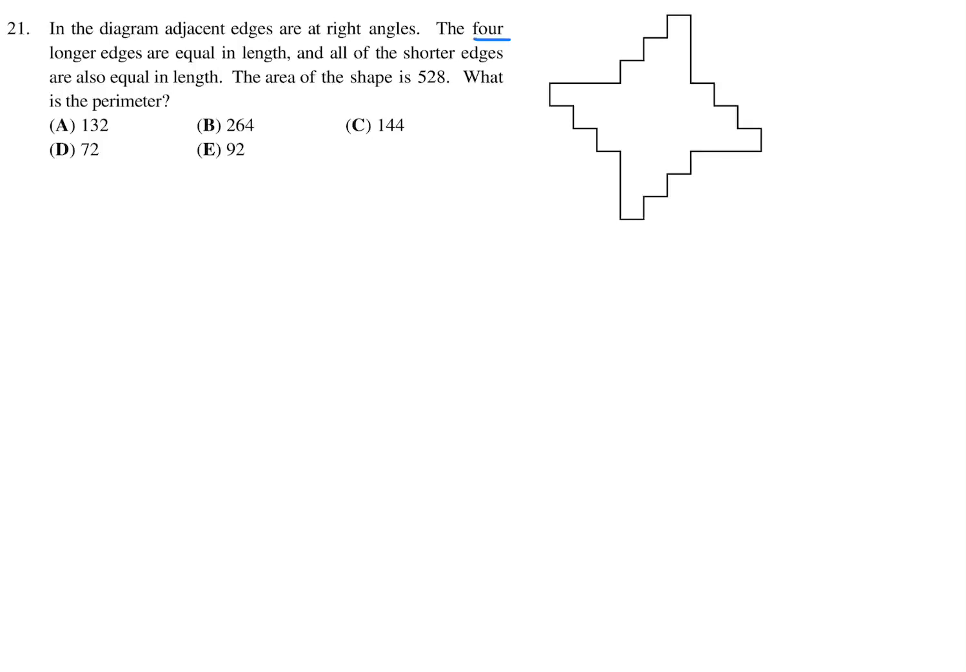The four longer edges, so I'm assuming they're talking about these right here, are all equal, so I'll just call those X. And all the shorter edges are also equal in length, so I'm assuming these smaller ones. They're all equal, so I'll call those Y. And they're saying that the area of the shape is 528. So area is 528.